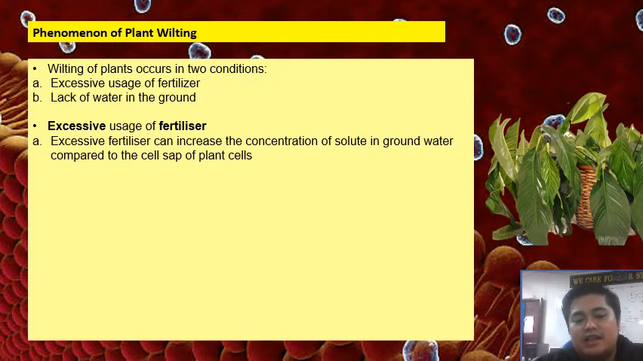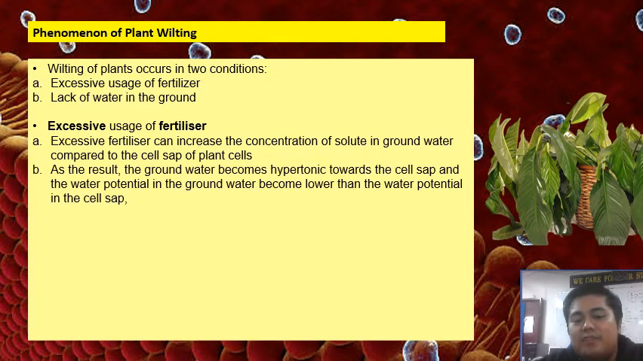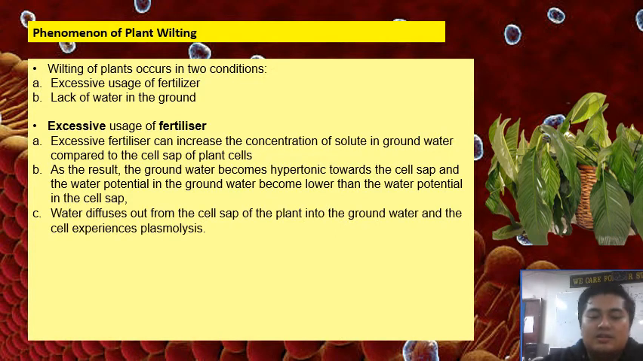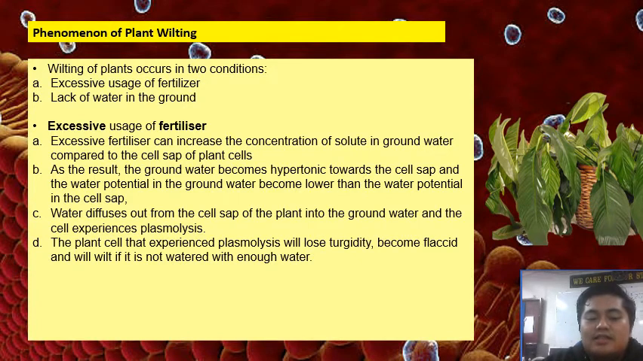So excessive fertilizer can increase the concentration of solute in the groundwater compared to the cell sap of the plant. As the result, the groundwater becomes hypertonic to the cell sap, and the water potential in the groundwater becomes lower compared to the water potential inside the cell sap. The water will diffuse out of the cell sap of the plant into the groundwater, and this cell will experience plasmolysis. So the cell that experiences plasmolysis will lose its turgidity and will become flaccid, and it will wilt if it is not watered with enough water.